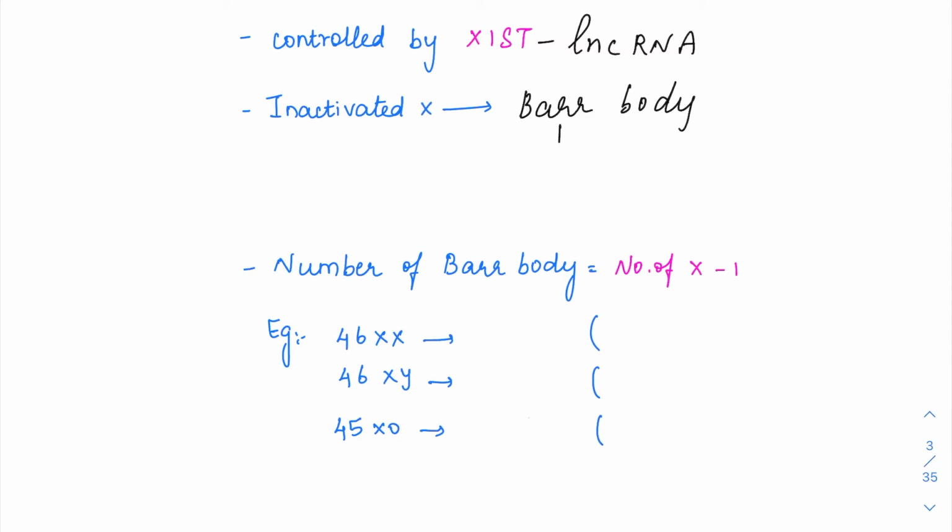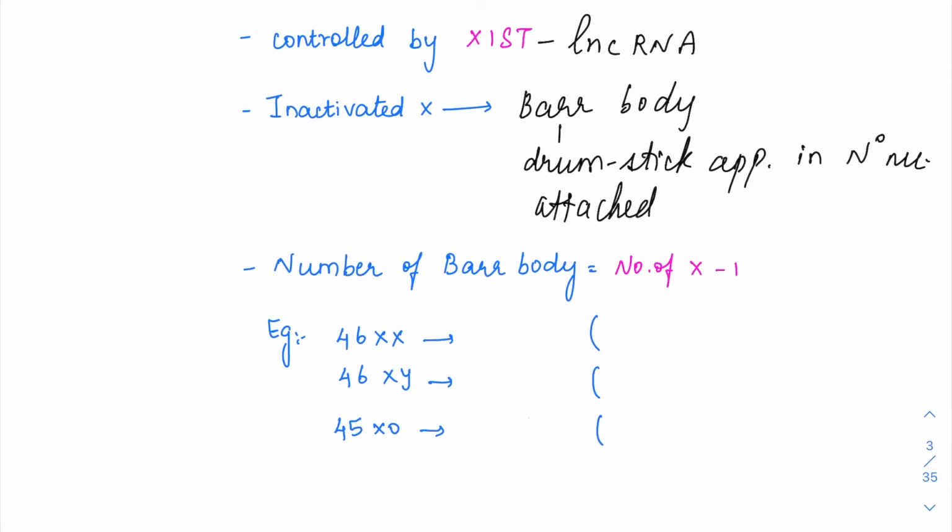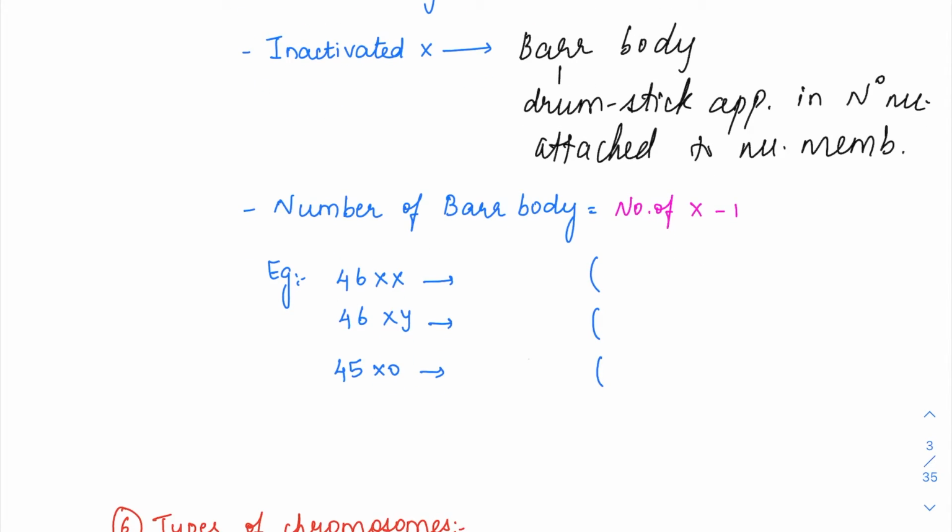You can visualize this Barr body in a peripheral smear. In the neutrophils, if you look at the nuclear lobes, attached to the nuclear membrane you can see a small structure which is going to appear like a drumstick. So the drumstick appearance of the Barr body is seen in the neutrophil's nuclear lobes attached to the nuclear membrane. Okay, so this is the classical description of a Barr body. So the number of Barr bodies you can count by calculating the number of X minus 1.